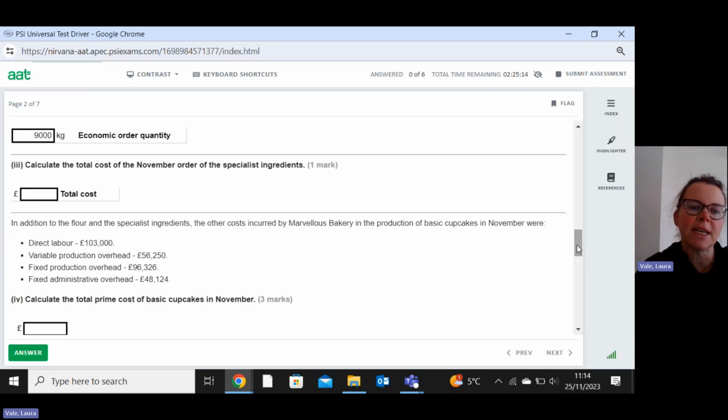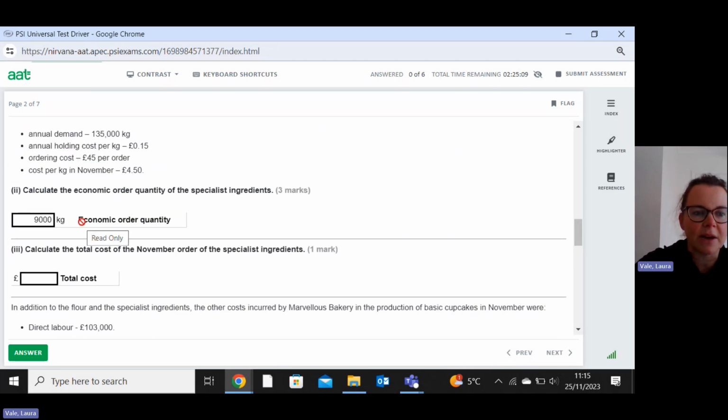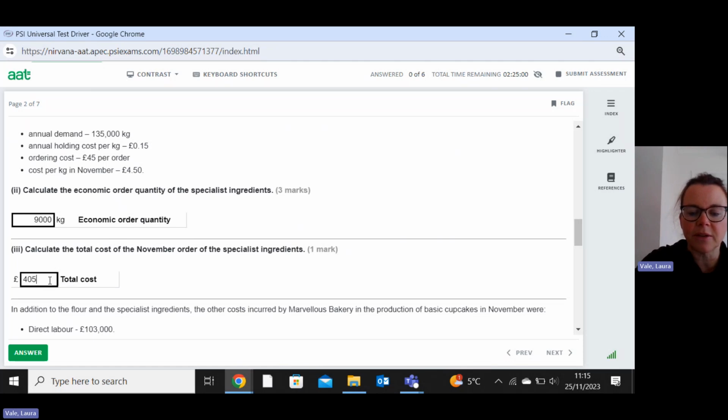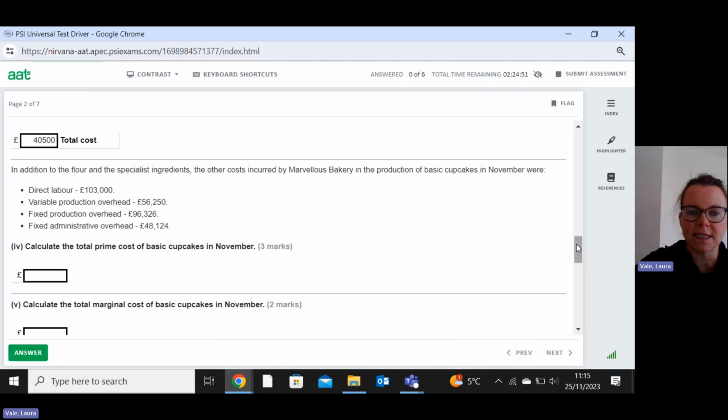Calculate the total cost of the November order of the specialist ingredients. If we're ordering 9,000 kilos and each kilo costs £4.50, we just do 9,000 times the £4.50, which is £40,500. In addition to the flour and the specialist ingredients, the other costs incurred in the production of basic cupcakes were: we have to calculate the total prime cost. So prime cost is my direct materials plus my direct labour.